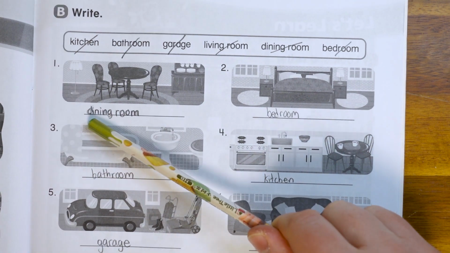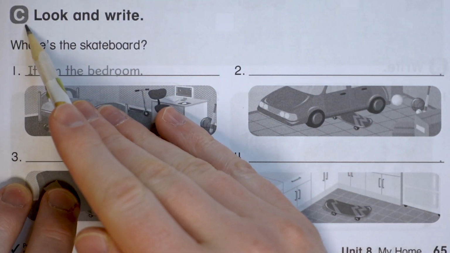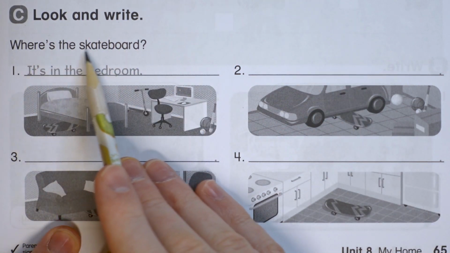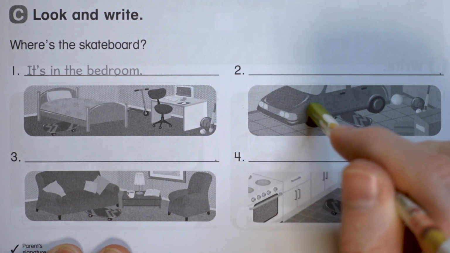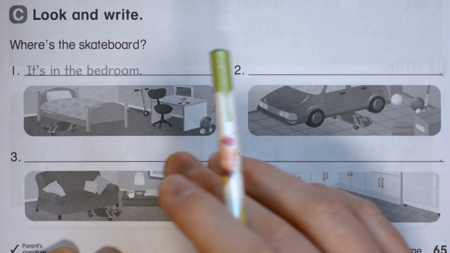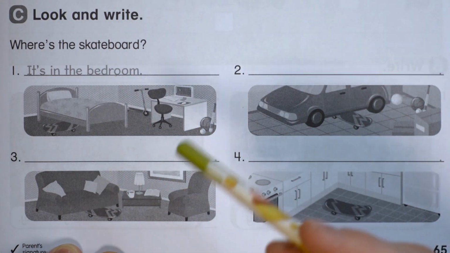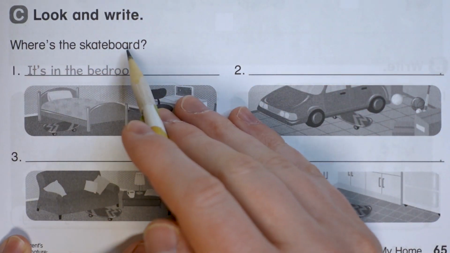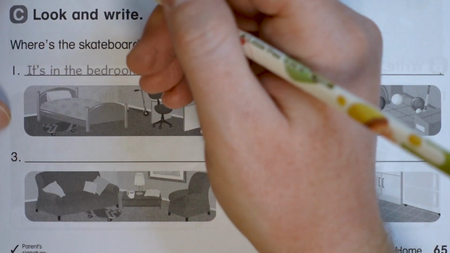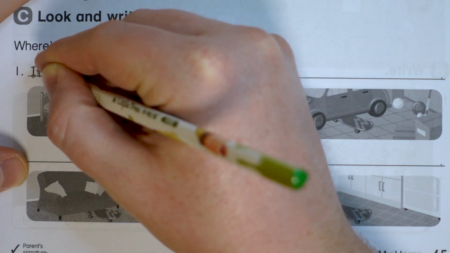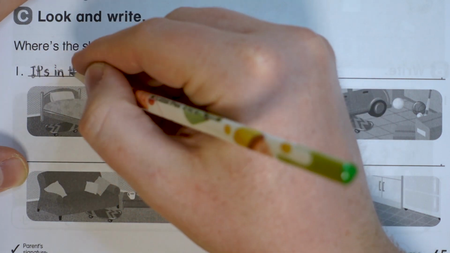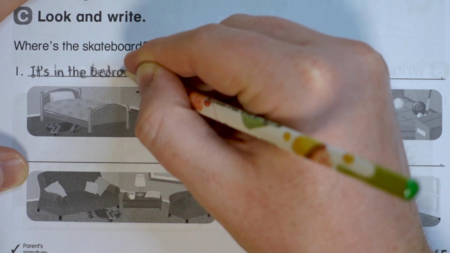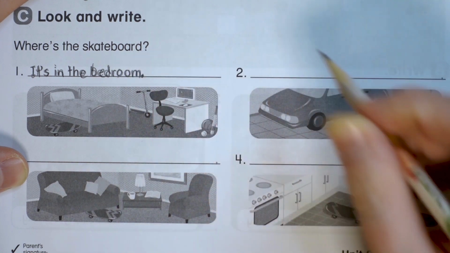Okay, good job. Part B is done. Okay, this is part C. It says look and write. So we're going to use the same question, "Where's the skateboard?" to answer about each of these questions. And in your student books, this question and answer looked like this. Okay, let's get started. Where's the skateboard? It's in the bedroom. Just trace that. Skateboard's one thing, so we can say it, and it is becomes its. It's in the bedroom.